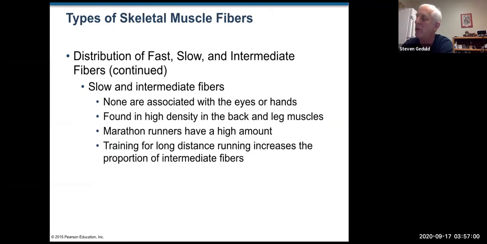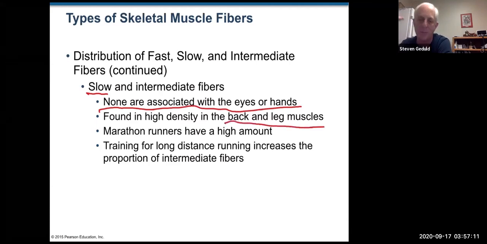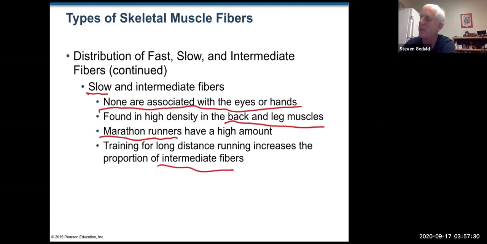Okay. Slow and intermediate fibers. None of these are associated with your eyes or your hands. Those are all our fast fibers. Okay. They're found in the density of your back and your leg muscles. Your back supports the main part of your body, and your leg muscles, you walk around all day. Those ones have to be in it for the long duration. Those ones have to go for a while. Marathon runners have a high amount of slow fibers. They train their muscles to go a long distance without fatiguing. Okay? And that increases the proportion of intermediate and slow fibers.